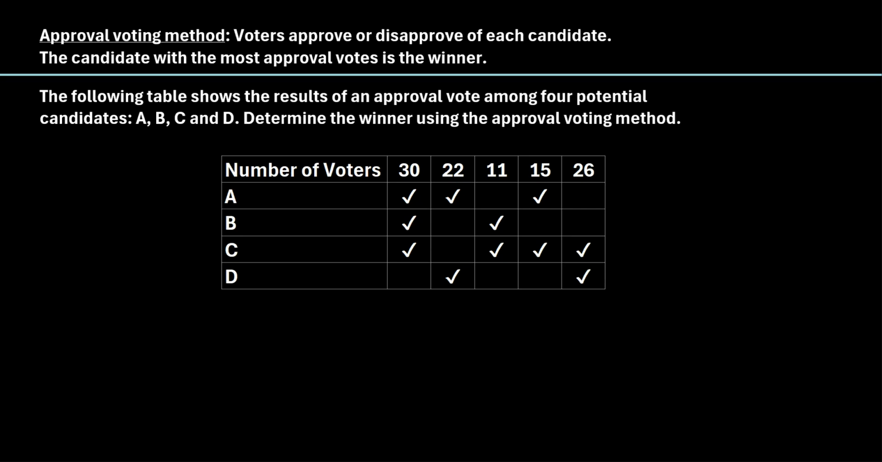In this video, we will talk about the approval voting method. So here's how this method works. Voters approve or disapprove of each candidate. The candidate with the most approval votes is the winner. So let's check out an example of how to use this method.